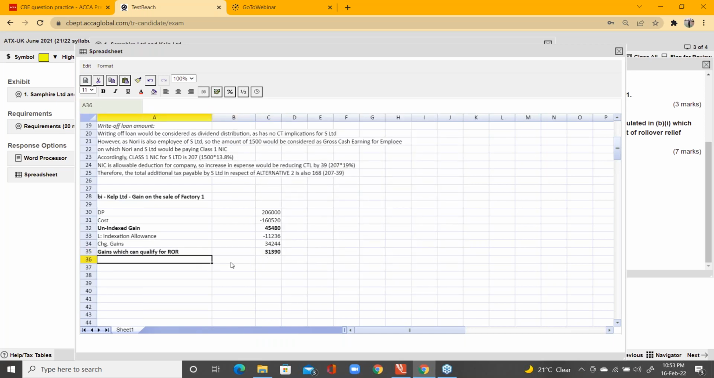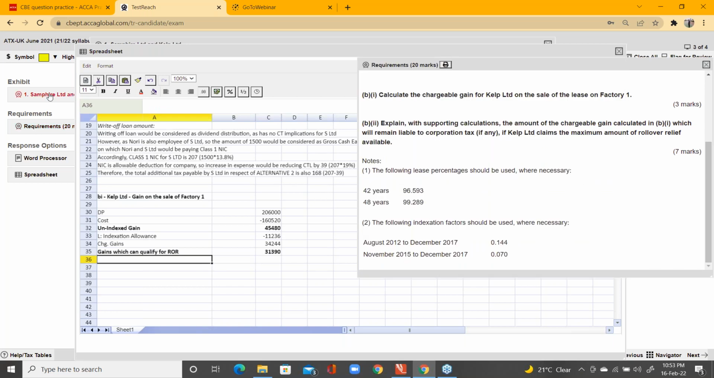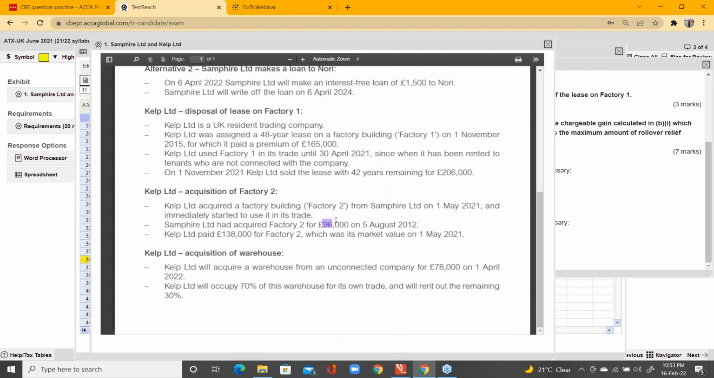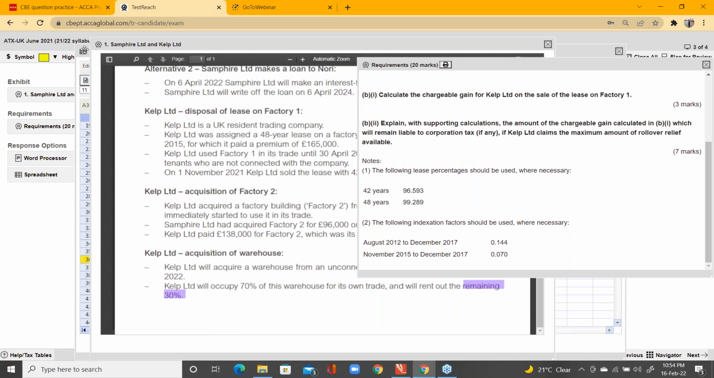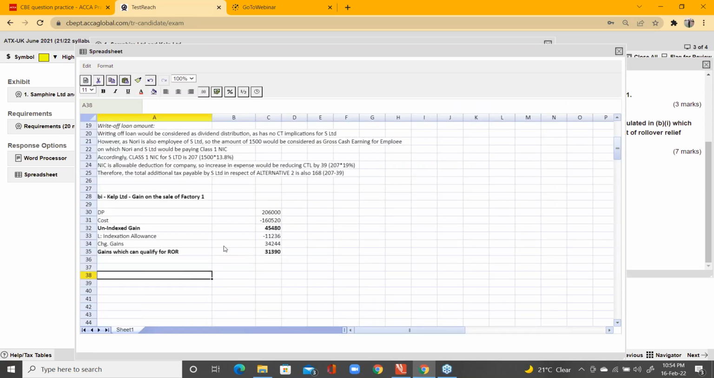I'm not saying it will be qualified. Can qualify means there are further things to check according to this scenario, as company B is also considering buying other assets, factory 2 for 96,000 and the warehouse at 78,000. But this warehouse will be used in its own trade to the extent of 70%, and the remaining 30% will be used for rental purposes. So if we consider the value of 96,000 plus 70% of 78,000, why are we doing this? Just to recheck whether the company reinvested these proceeds or not.